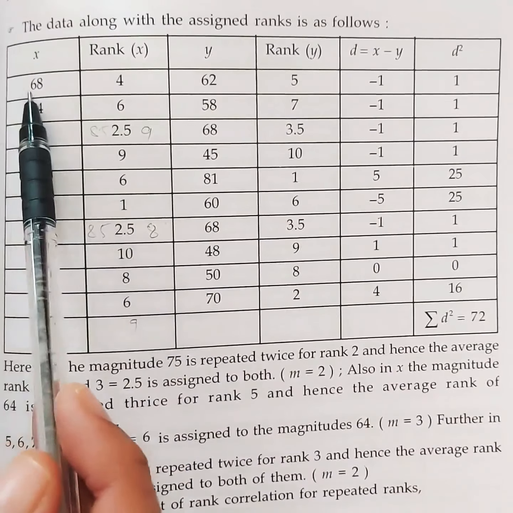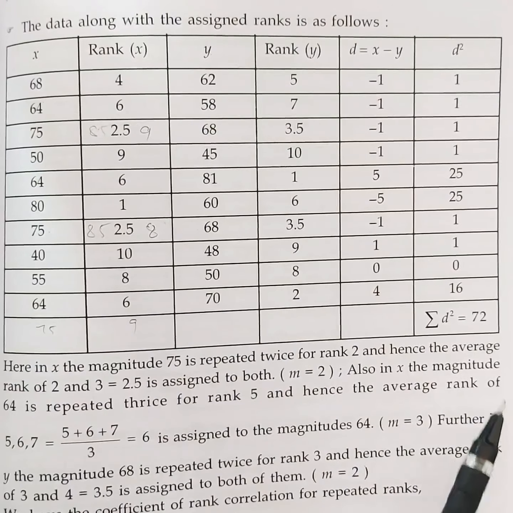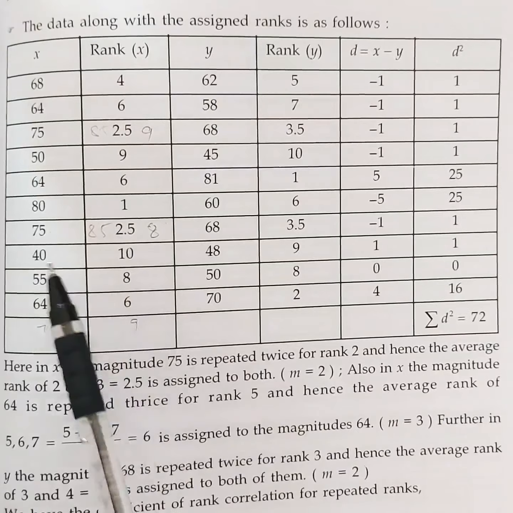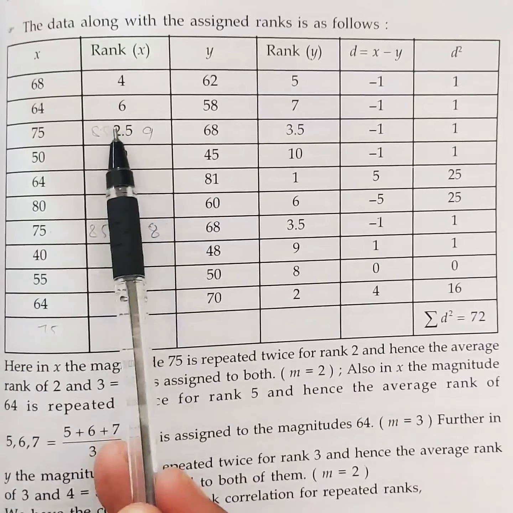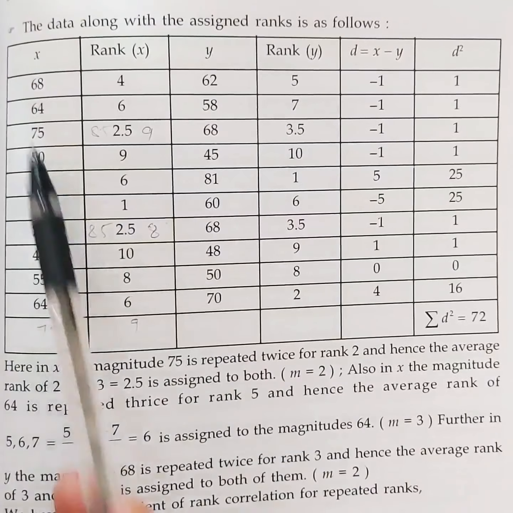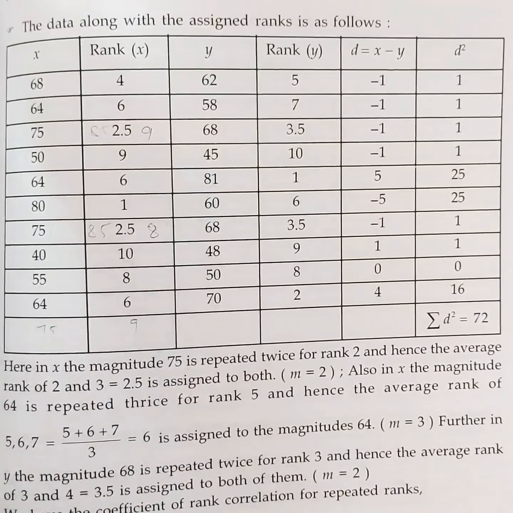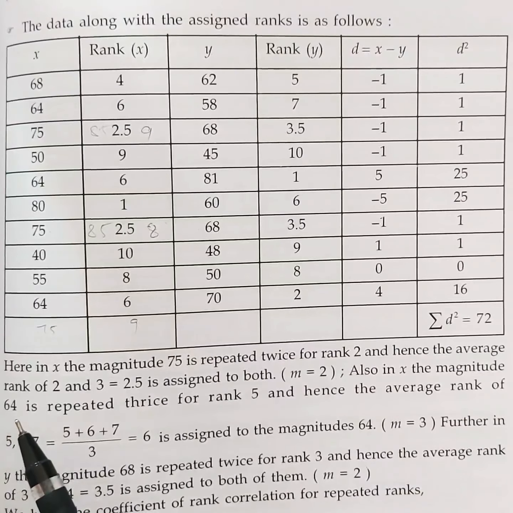Once you have written the rank, you can strike out the X and Y values because we are not going to use them for calculation. So like this you will assign rank. What is the third mark? Second and third have gone here. What is the fourth mark? 68. I have given it rank 4. What is the fifth mark here? 4 we have done. Fifth we have to assign.